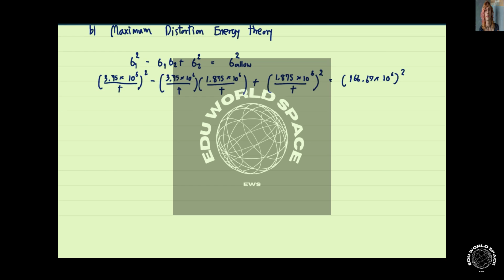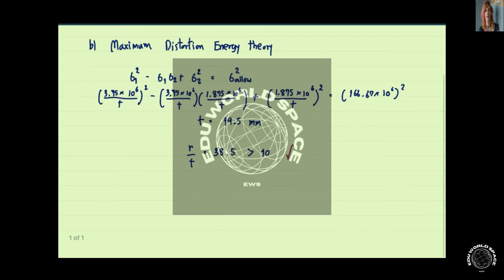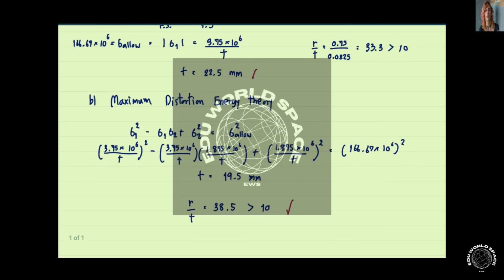And that will make the thickness equal to 19.9 millimeter, and we will get the ratio between R and T equal to 38.5, which is also greater than 10. So this is still valid, and these are the answers.